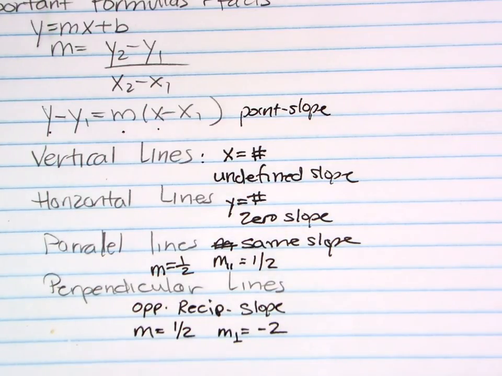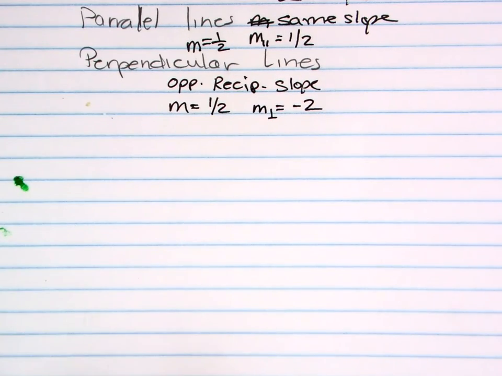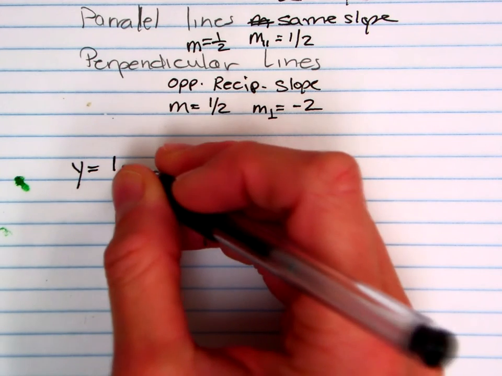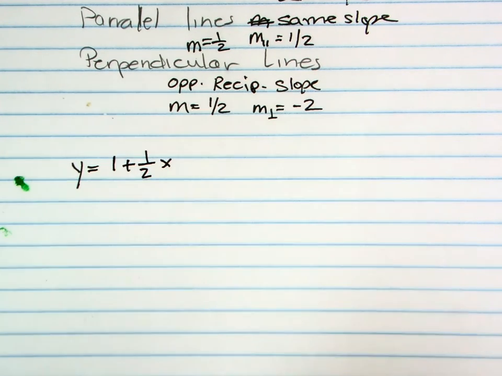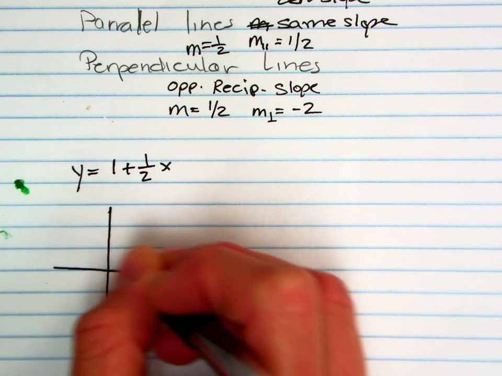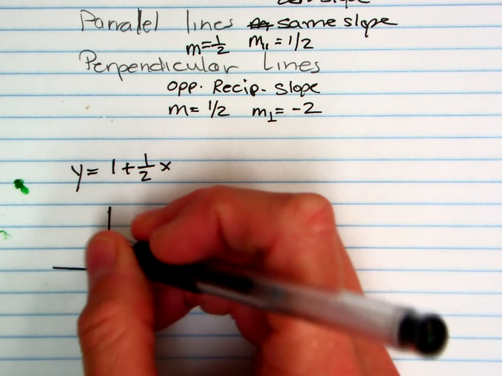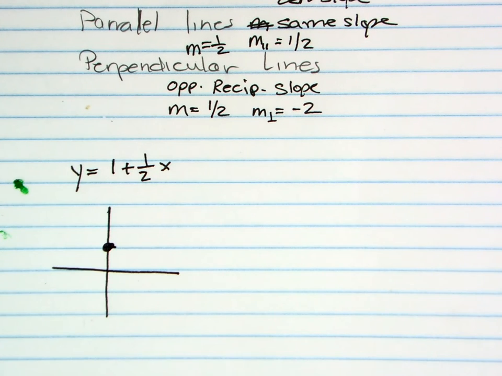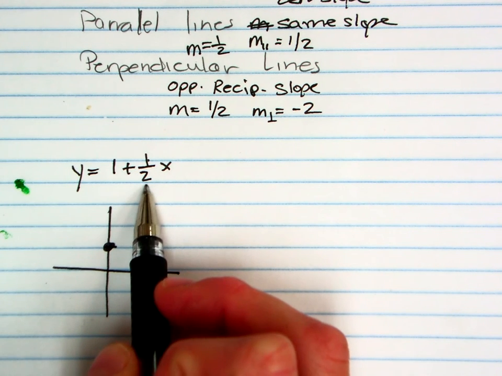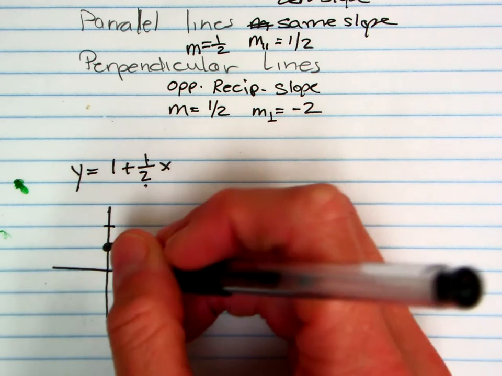Okay, so let's get into some problems. What are we trying to accomplish here? First of all, we should be able to graph a line. So let's say we had y equals 1 plus 1/2 x. I would basically go to the y-intercept of 1, and then my slope is 1/2. So this means I'm going to go up 1 and over 2 to the right. Up 1 and over 2.